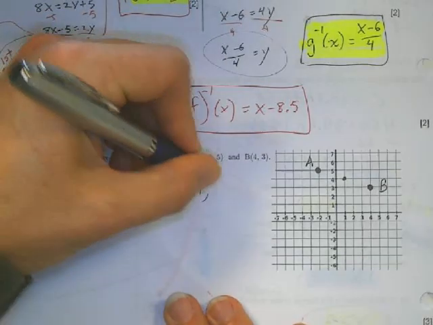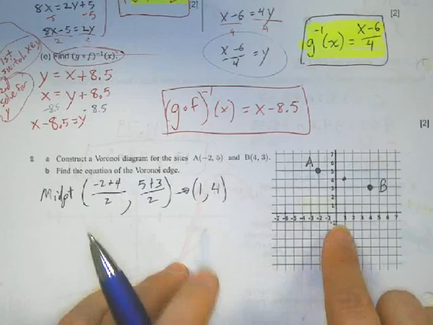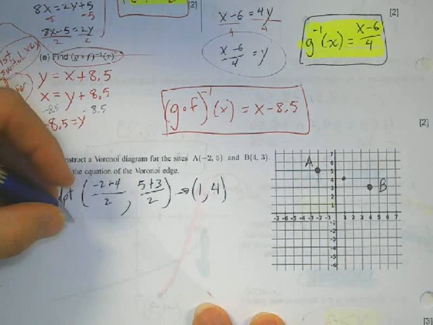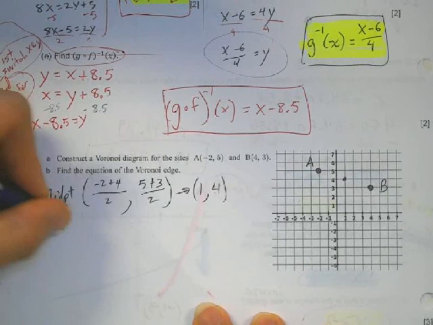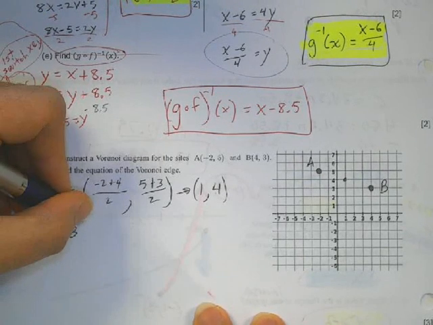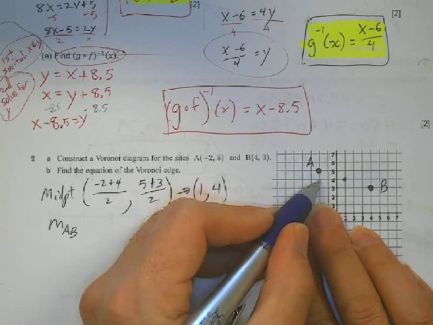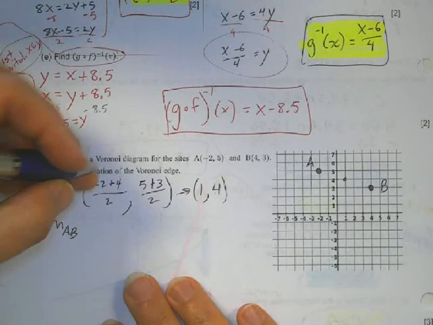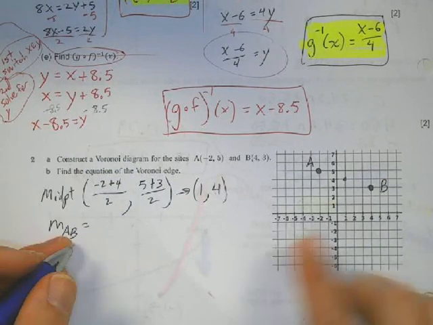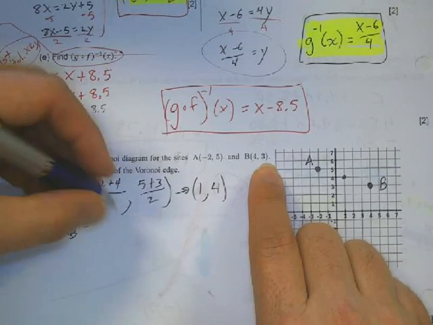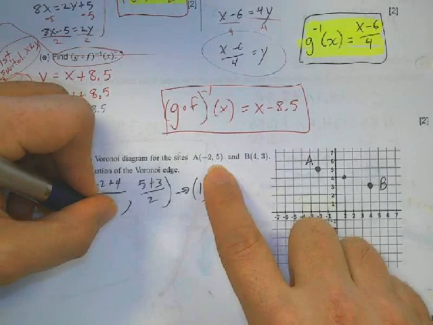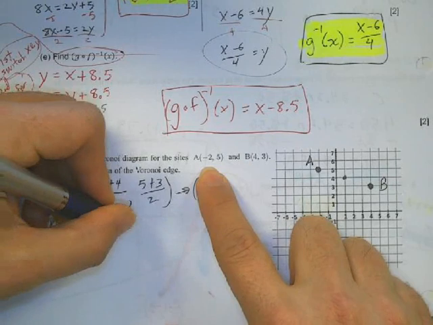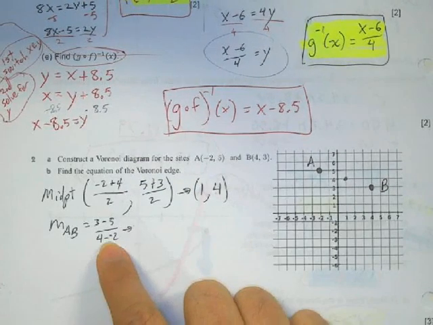And you can even see it on the picture. It goes over 1, up 4. Now we need to find the slope. So the slope of AB, you can actually just look at the picture. It goes down 1 over 3, down 1 over 3. We know the slope is 1/3. But if I wanted to do this with algebra, I could do 3 minus 5 over 4 minus negative 2. Some people forgot the minus negative 2. They made a sign error there.